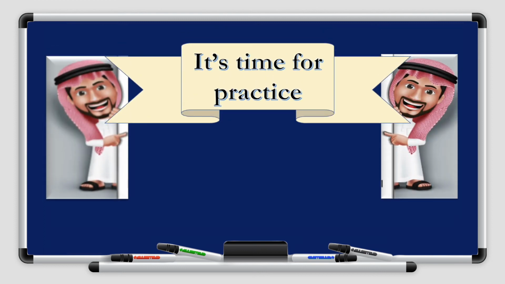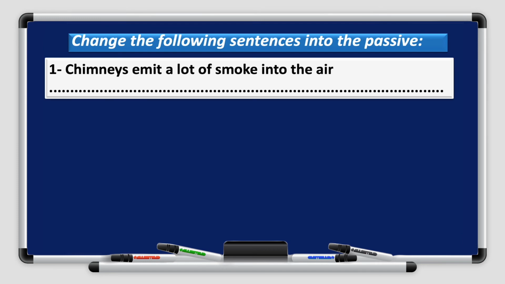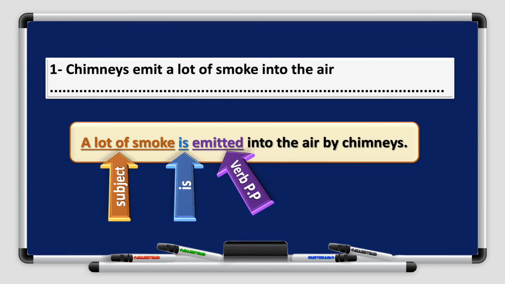Now it's time for some practice. The task tells you to change the following sentences into passive. Number 1, chimneys emit a lot of smoke into the air. Read the sentence carefully, try to analyze it and understand how are you going to change it into passive. What are we going to start with? Excellent, the object. So, a lot of smoke is emitted into the air by chimneys, followed by verb to be, followed by verb 3, past participle.